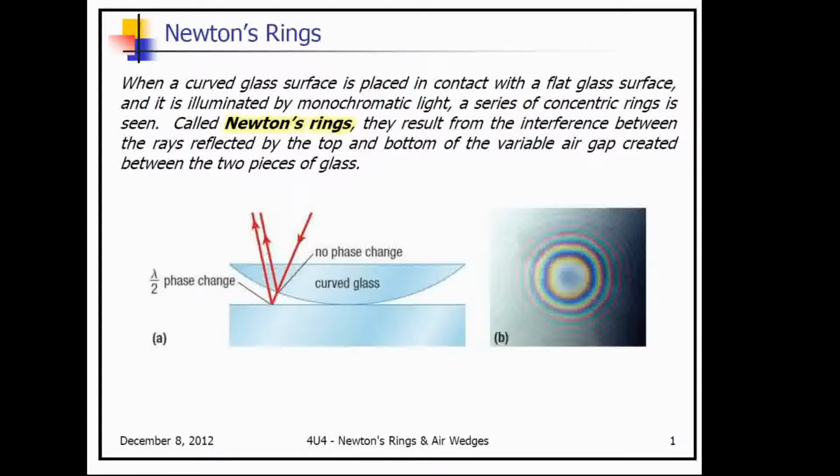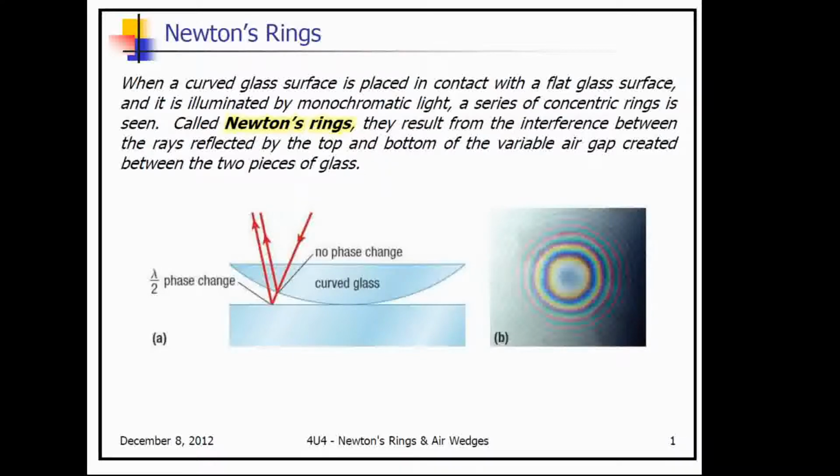This is a phenomenon that occurs when we have a curved glass surface on top of a smooth glass surface. What basically happens is when the curved glass is placed on top of the flat glass surface, and we have monochromatic light that illuminates it, we start to see these concentric circles that show up, and this is called Newton's rings. And they basically come up because of the interference between the rays reflected by the top and the bottom of that little air gap that appears.